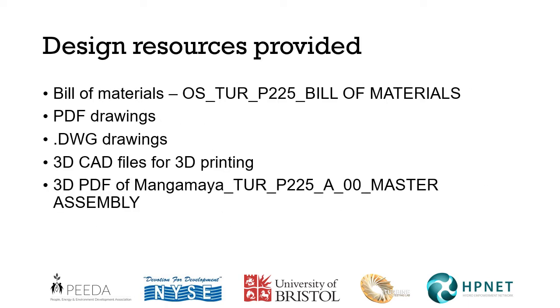So the design resources provided are a bill of materials, PDF drawings, .dwg drawings, 3D CAD files for 3D printing, and a 3D PDF of the Mungmaya turbine that has already been made. So firstly, there's a brief video that explains how to use the bill of materials.